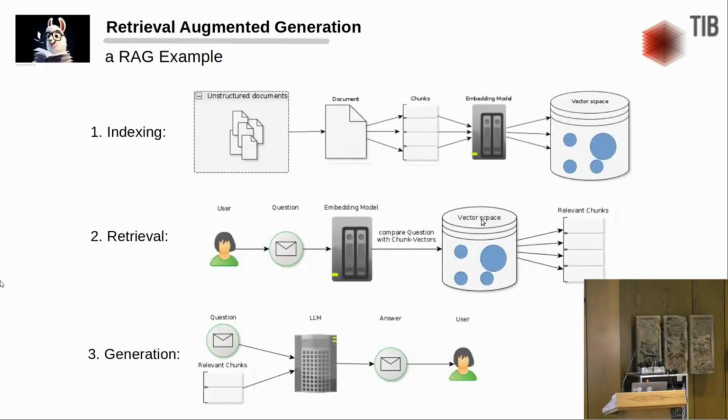Okay, let's have a look at a specific RAG strategy example. So first of all, we need to index our data. Let's assume we have unstructured documents. We will then select each document and apply a strategy to break it into smaller chunks. This could be, for example, in a web page that you say every paragraph is a chunk, or you could say in a whole text, each chunk has a fixed size.